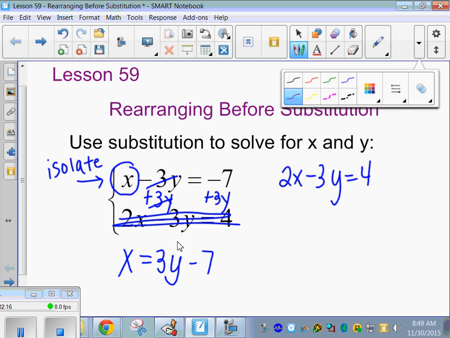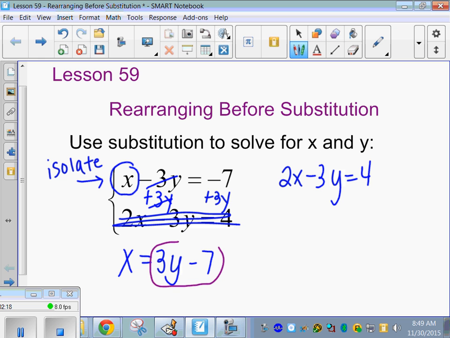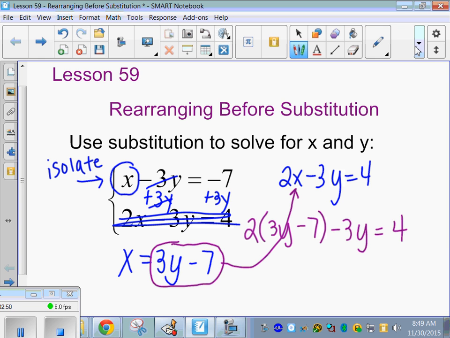So Caleb, where should I plug in 3y minus 7? Okay. After the 2x, kind of. But I get what you're saying, right? For the x, we're actually replacing the x. So make sure you get rid of the x. So I have a 2. And what should I put in my parentheses, Julia? 3y minus 7. Okay, 3y minus 7. And then after that, we still have minus 3y equals 4.